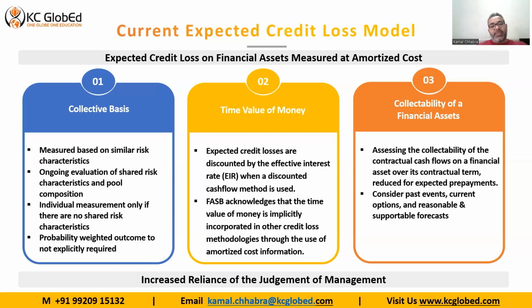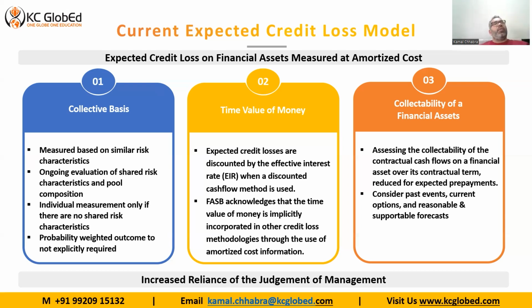The second point here is that FASB acknowledged that the time value of money is implicitly incorporated in other credit loss methodologies through the use of amortized cost information. So time value of money should always be considered. Third is collectibility of financial assets. First is assessing the collectibility of the contractual cash flows on the financial assets over their contractual term. Second is to consider past events, current conditions, and reasonable and supportable forecasts.